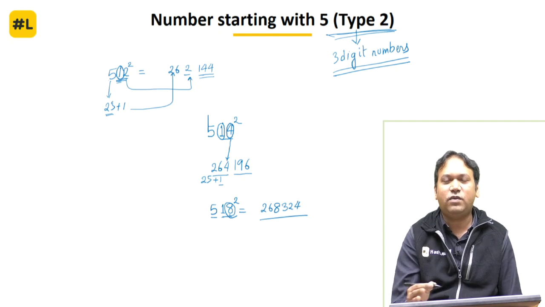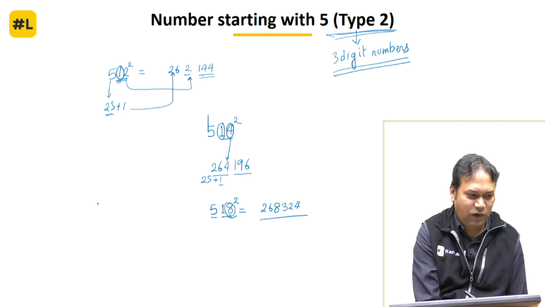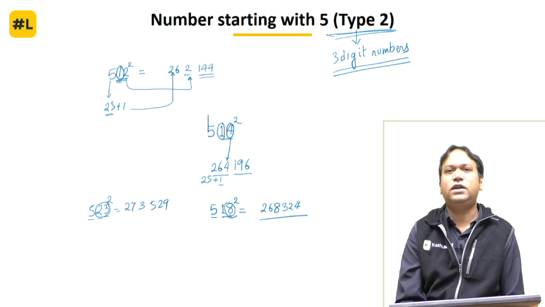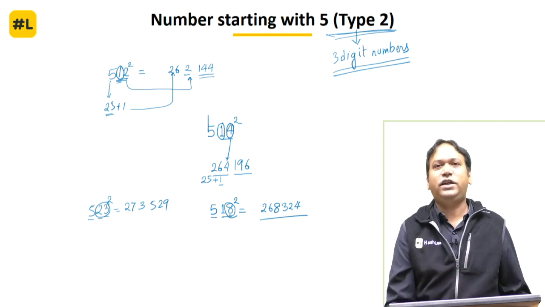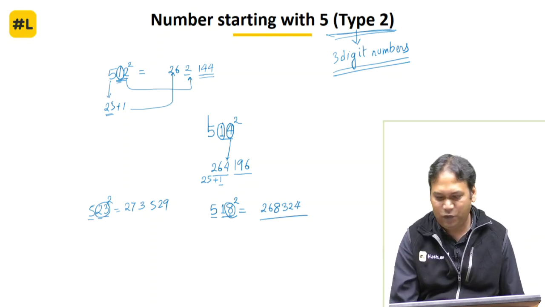513 square, 263169. 514 square, 264196. Understanding? Very fast. If you know squares of larger numbers, like 523 square, 25 plus 2, 27, and 3 comes at the center, since 23 square is 529. So once you start learning squares till 25, the range for which you can find the answer will increase. Yes, Anurag, the answer is 268324.